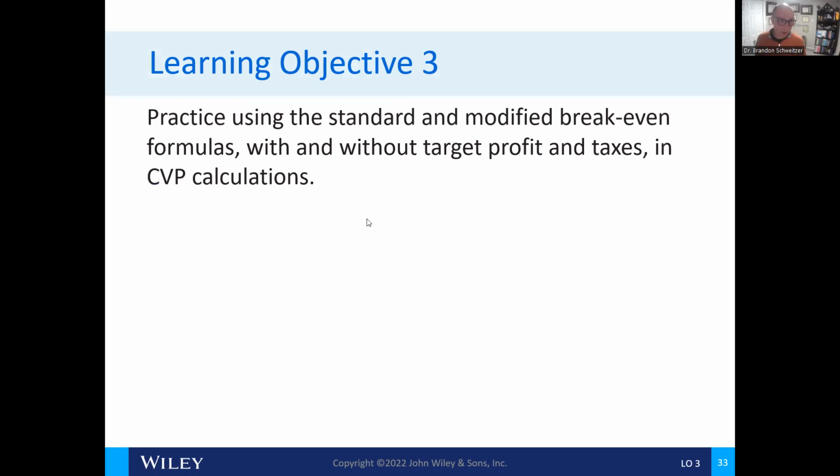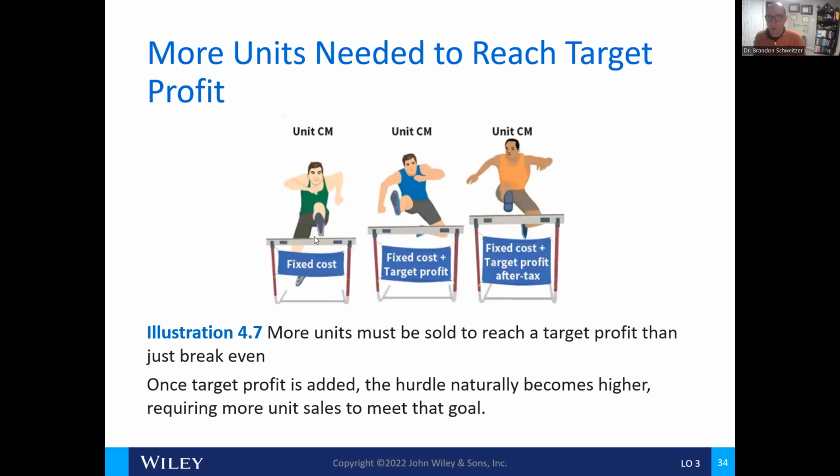Now, of course, we could look at that same type of calculation in sales dollars, and it would tell us the same thing. Now let's look at standard and modified break-even formulas, because as I mentioned earlier, costs change over time. So as the costs change, so must our break-even point. It needs to change with the changes in cost. So as fixed costs rise, so does the point of break-even. As variable costs rise, so does the break-even point.